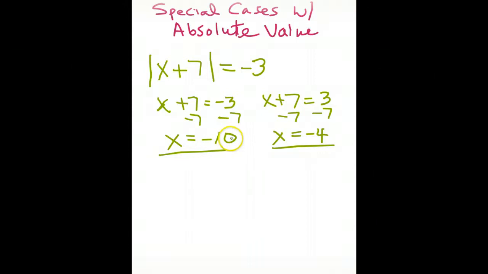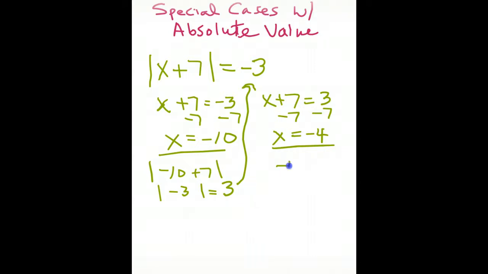Alright, so I'm going to put that negative 10 in here. I'm going to just do it down here to show you. If I take negative 10 and put it in for x, negative 10 plus 7 is negative 3. What happens when you take the absolute value of negative 3? You're going to get 3, which is not equal to negative 3. So that's where there's going to be an issue.